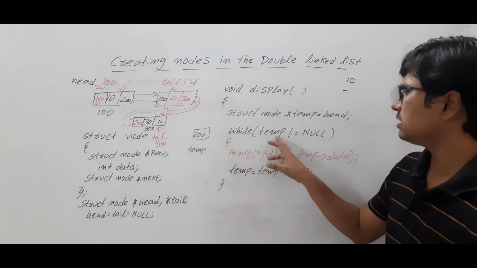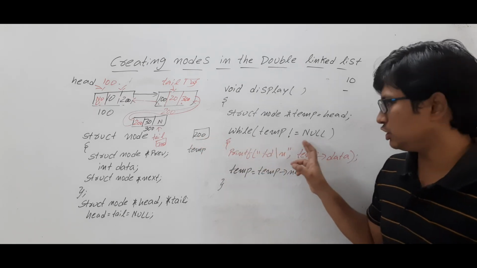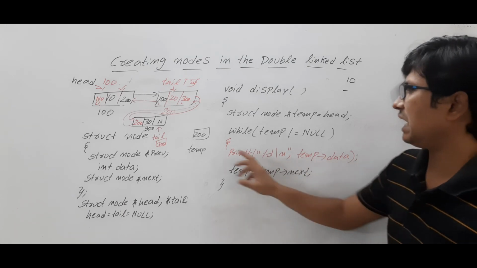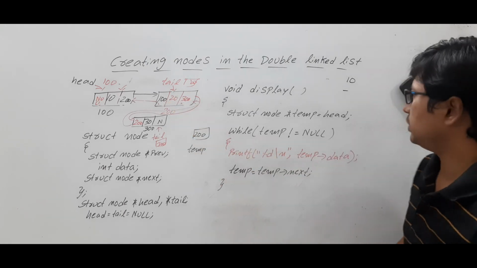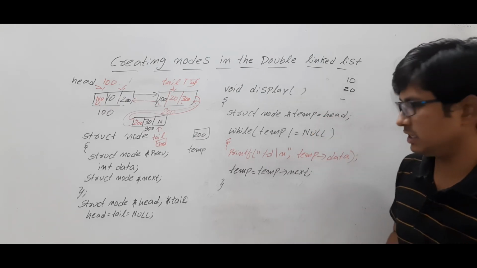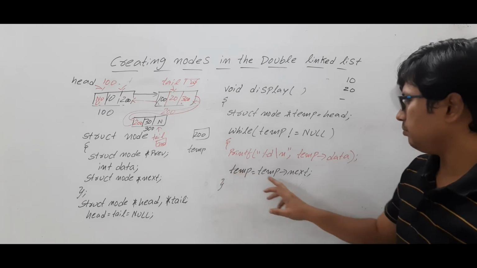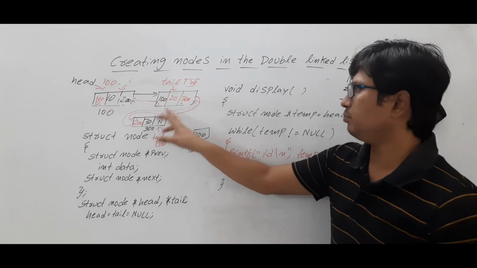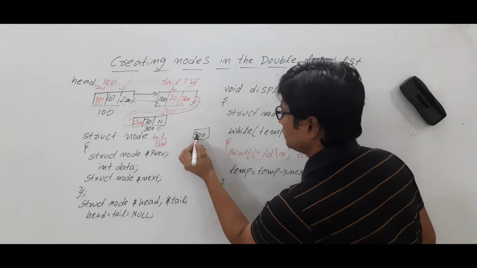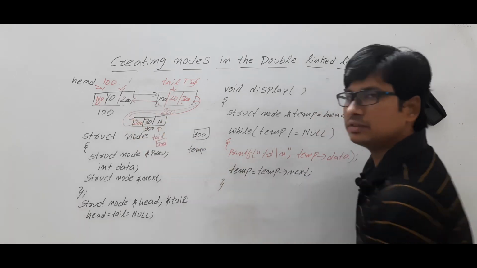Now again you will check the condition. Temp not equal to null: 200 is not equal to null, so the condition is true. Again you print temp of data. 200 of data is 20. So 20 will be displayed and the cursor will point to the next line because we have written the \n character. Then temp is equal to temp of next. Temp of next is 300, so you will get 300 here. Now temp is pointing to this node.